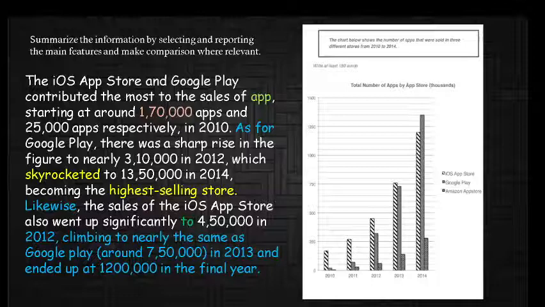As for Google Play, which skyrocketed in 2014, you can't skyrocket over a 4-year period. Well, I suppose you can. I did in the overview. Okay, becoming the highest selling store. Likewise. Okay, but it's not likewise. It's contrary. It did go up, but it didn't go up as fast.